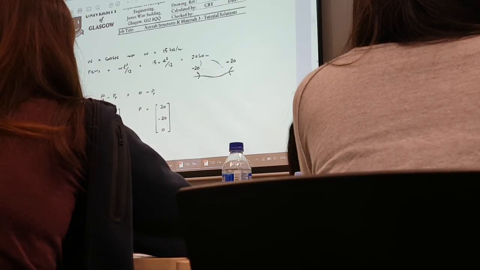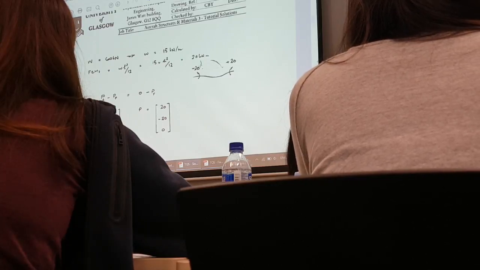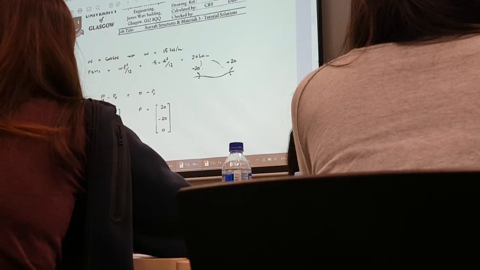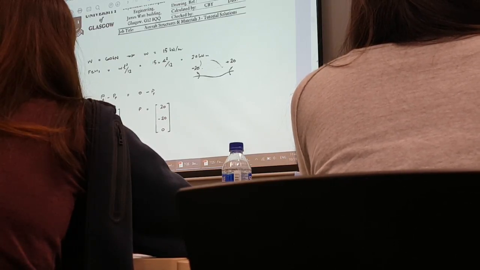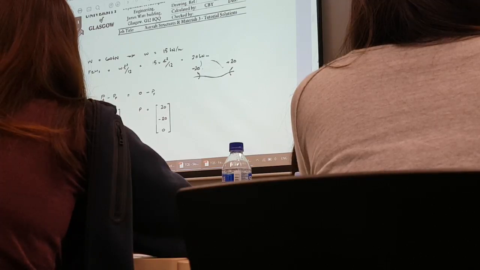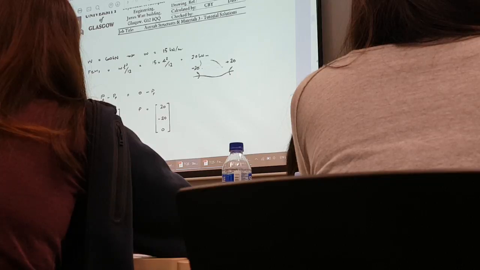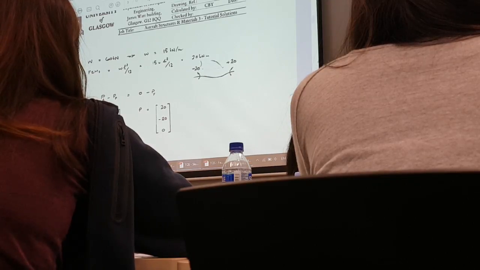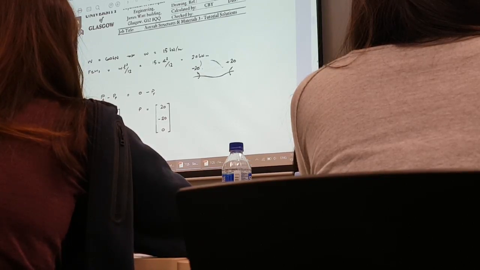Because it is in a counterclockwise direction, you have to take it as minus 20, because our convention is that anything in the clockwise direction is positive. If it's anticlockwise, it will be negative. So we calculate your PF. The first one at node B is minus 20. And this is at node C.